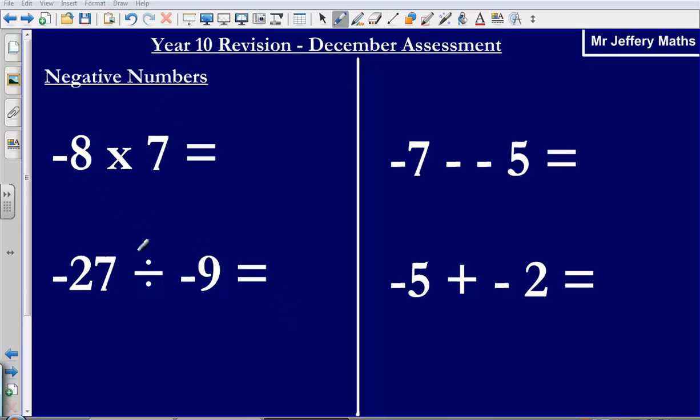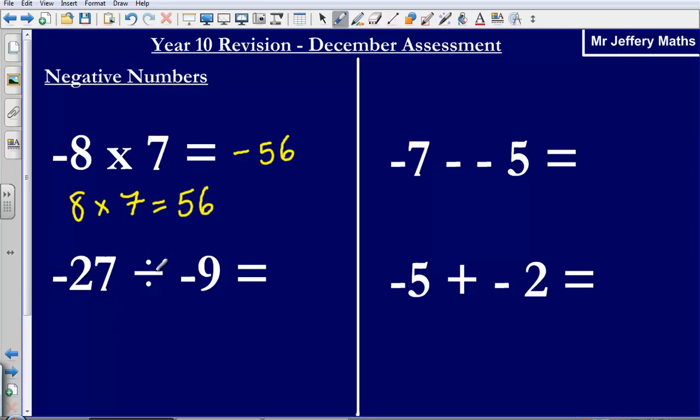So first up, we've got negative numbers. We've got negative 8 multiplied by 7. So the first thing I'm going to do is just do 8 times 7. So ignore the negatives to begin with, and that's going to give us an answer of 56. Now we've got a negative multiplied by a positive, and a negative multiplied by a positive gives us a negative answer, and so that gives us an answer of negative 56.